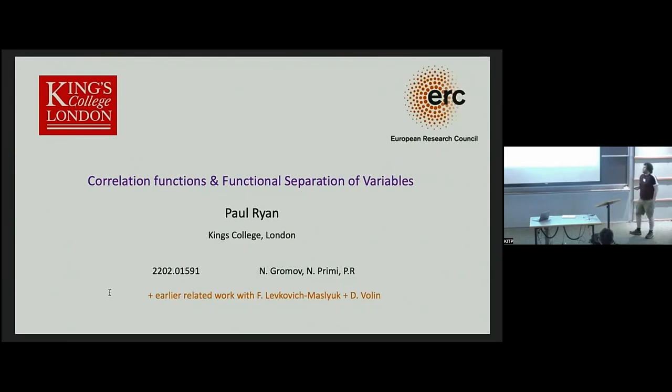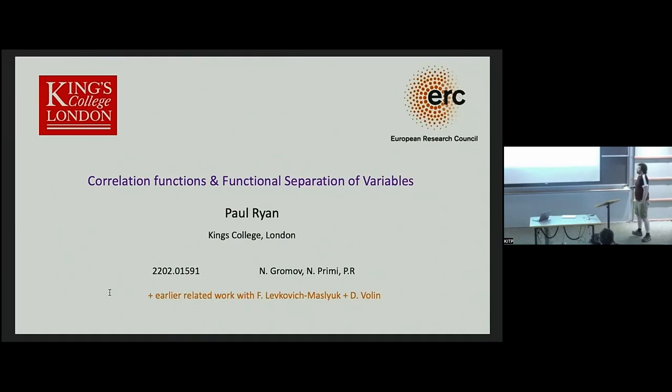So I'll be talking about some work which has been going on for a couple of years at this point, but the main focus of the talk will be related to some work we put out in February of this year with Nikolai Gromov and Nicolo Primi, who's a PhD student at King's. But I'll also be mentioning some earlier work which was done in collaboration with Fedor Levkovich-Maslyuk and Dmytro Volin.